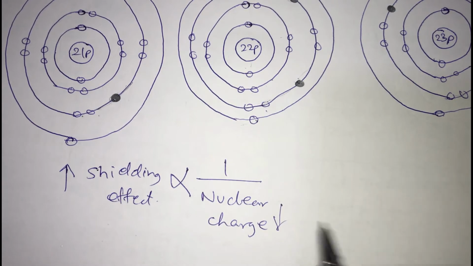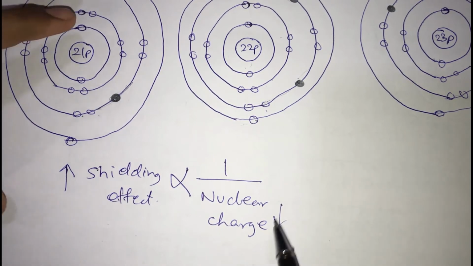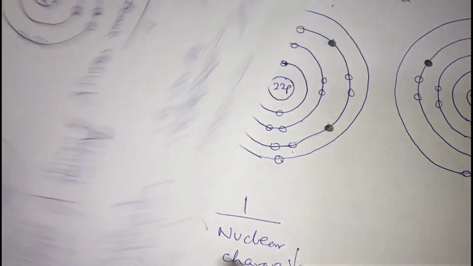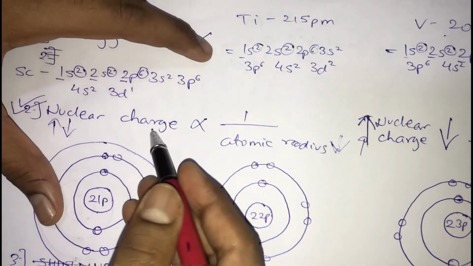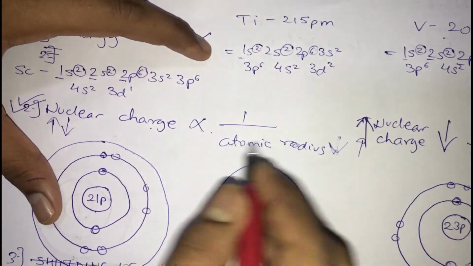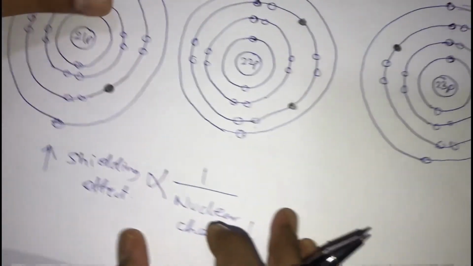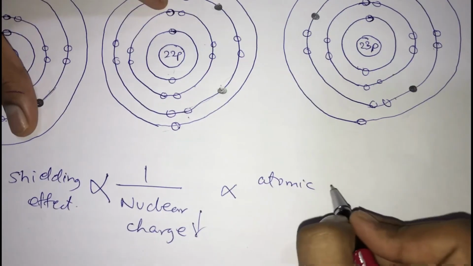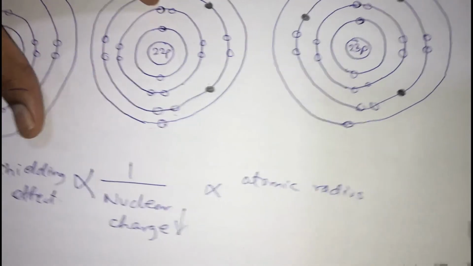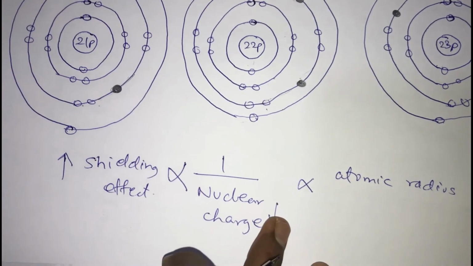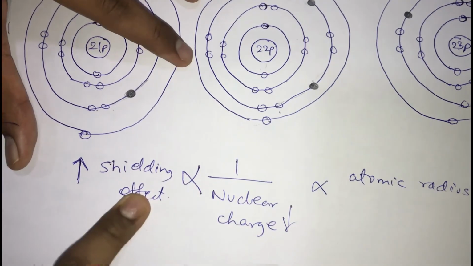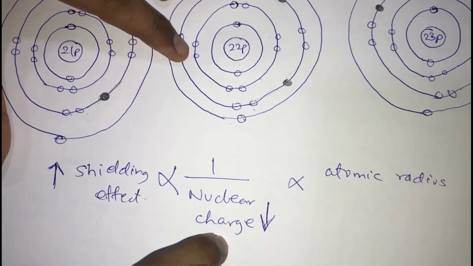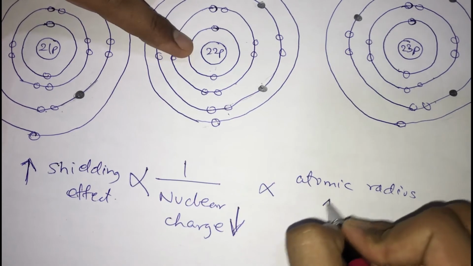Now, as we all know, this nuclear charge we have done just now over here, that this nuclear charge is inversely proportional to atomic radius. So can I write over here as, since nuclear charge is inversely proportional to atomic radius. Okay, now understand the relation over here. If you increase the shielding effect, the nuclear charge is going to decrease. If you decrease the nuclear charge, then can I say that this atomic radius is going to increase? They are inversely proportional to each other.